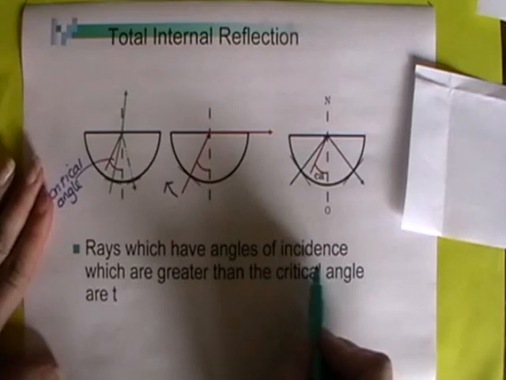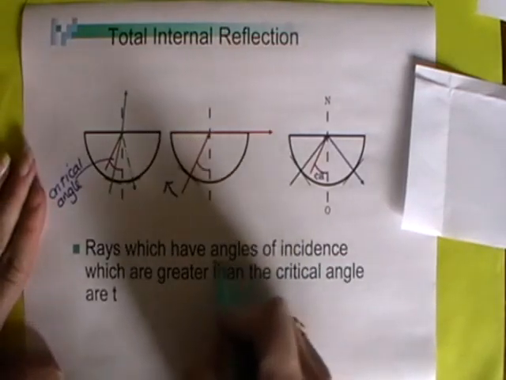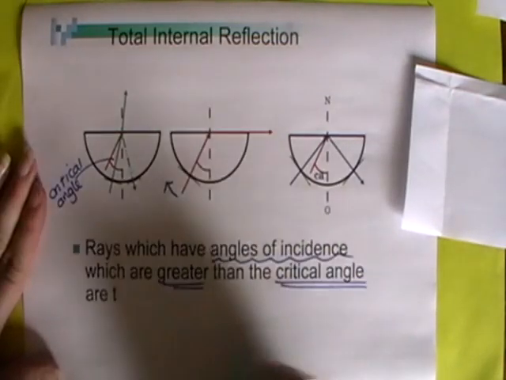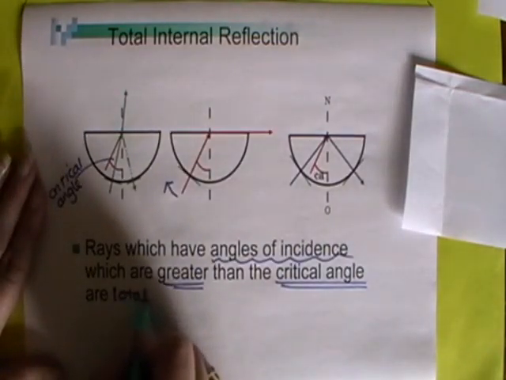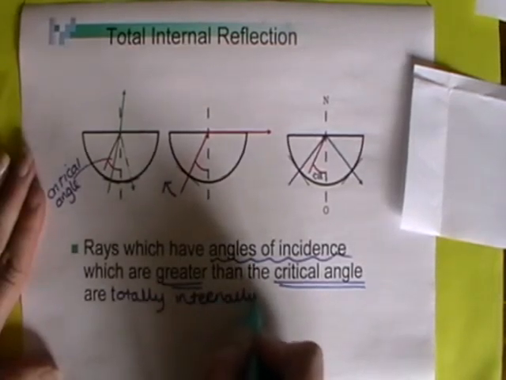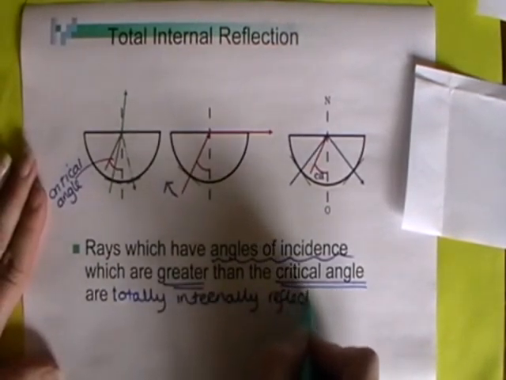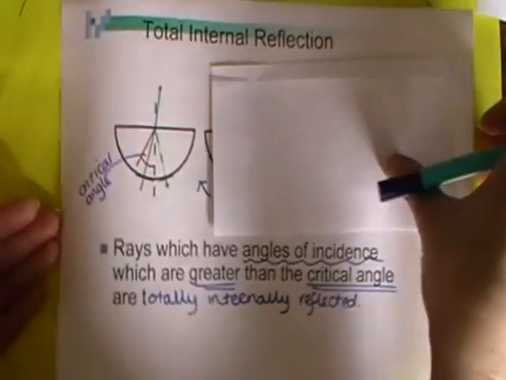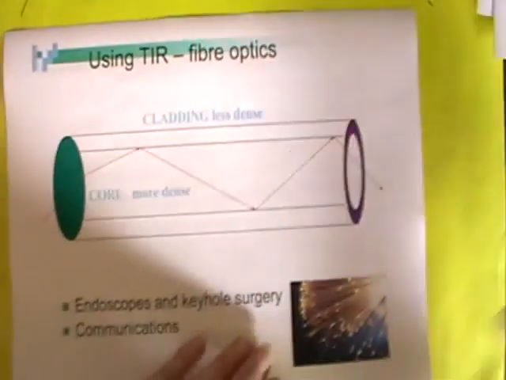So to summarise that, rays which have angles of incidence which are greater than the critical angle are totally internally reflected. This important property is then used in a range of applications, including fibre optics.